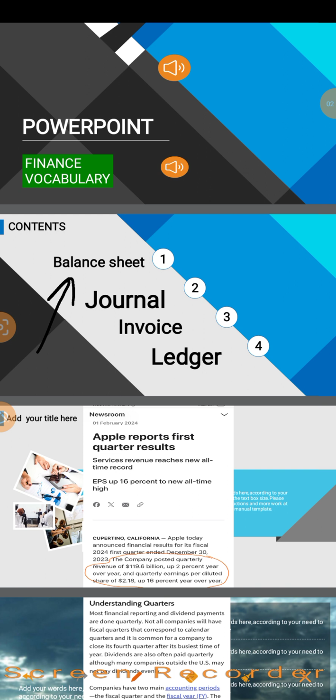Let's say it is December 31st of 2023. It will give you the financial position and it will tell you whether the company is in a profitable position or in a loss-making position. If it is too much in a loss-making position, which means the liabilities are so much higher than the assets, then we say the company is insolvent.